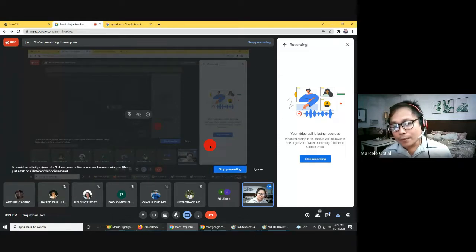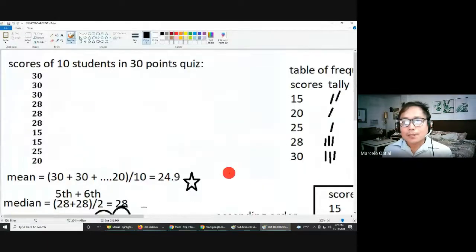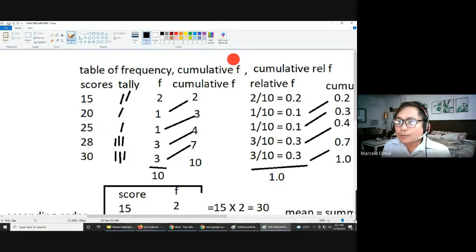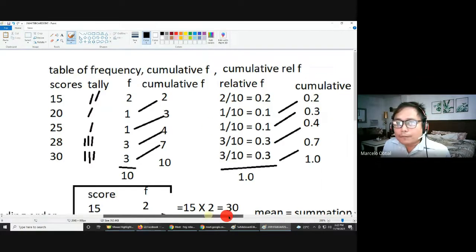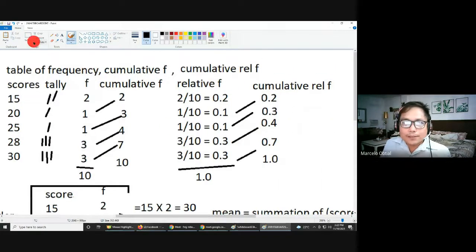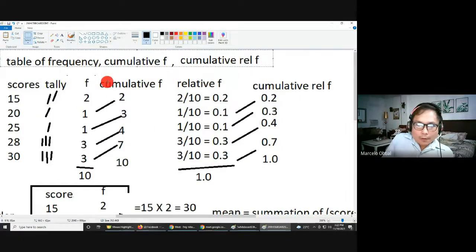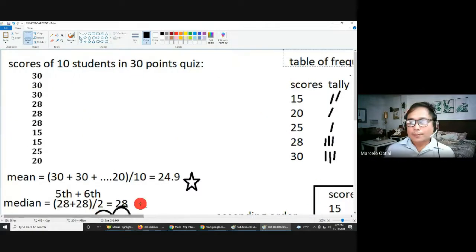So our next topic is all about, okay, I will open the whiteboard. It's all about table of frequency, table of cumulative frequency, table of relative frequency, table of cumulative relative frequency. So there are how many columns here? 1, 2, 3. So three tables.